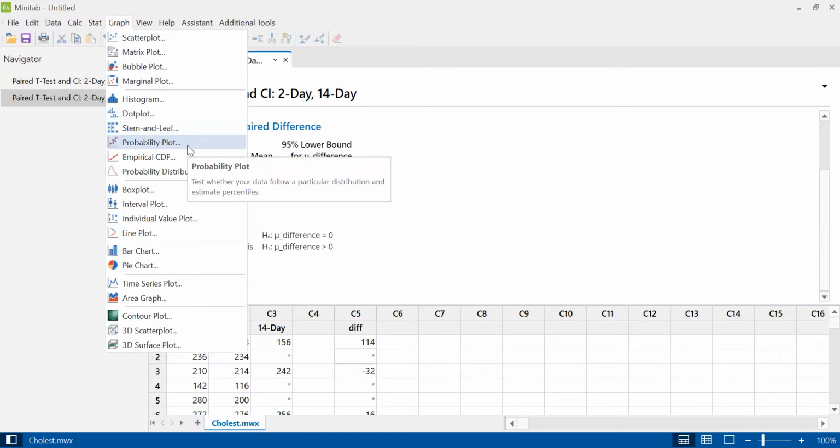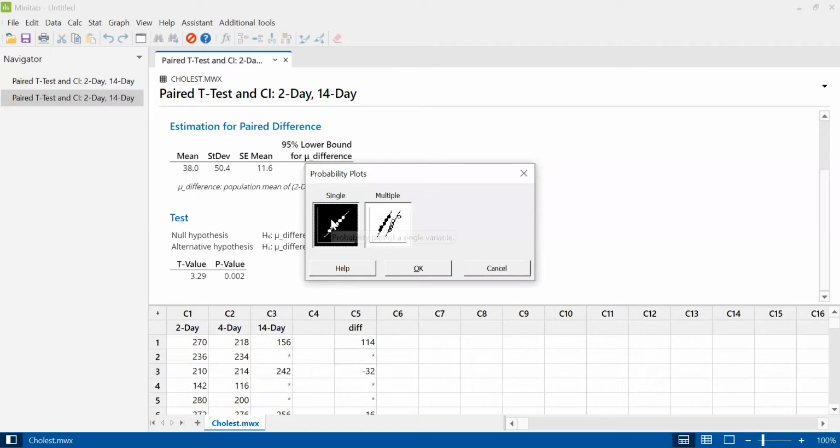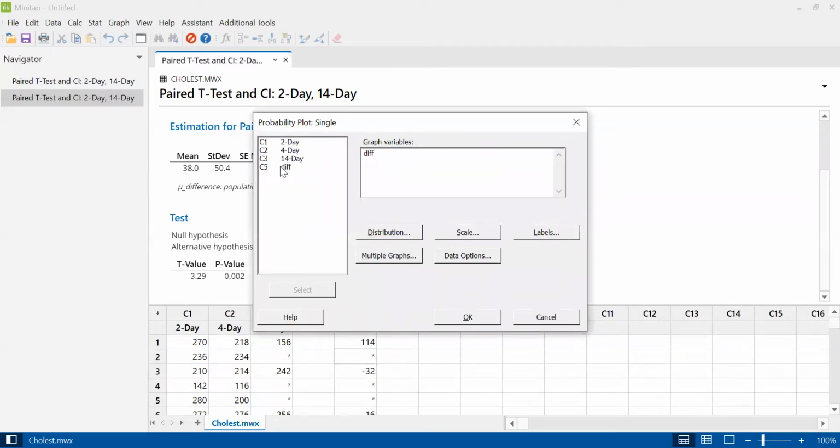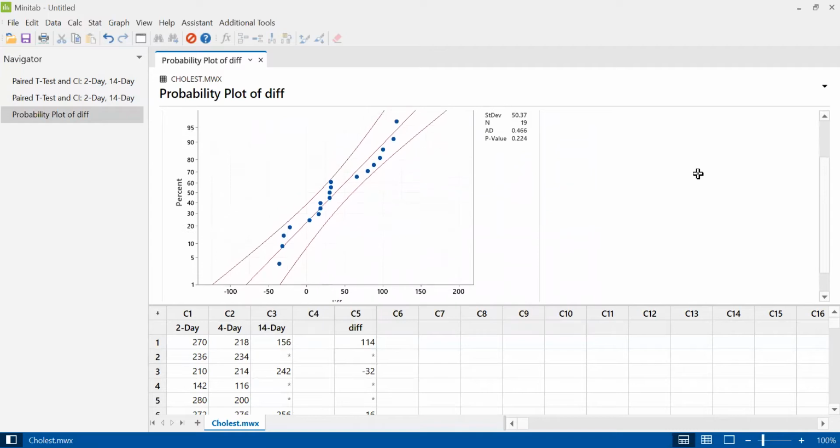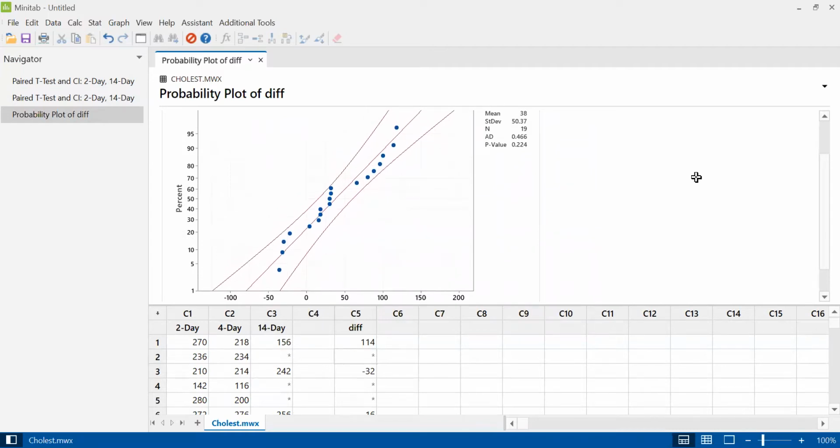So graph, probability plot. So click on that one. I'm still going to do single, and I'm just going to choose column 5, my difference column. I don't have to choose anything special. Just click OK. I'm going to get my NPP. Remember what I want here. I'm going to bring this into my output, but look at my p-value is 0.224. As long as that's greater than 0.05, I'm good to go, meaning that I have shown normality. So you'll just do your little mini write-up about that.